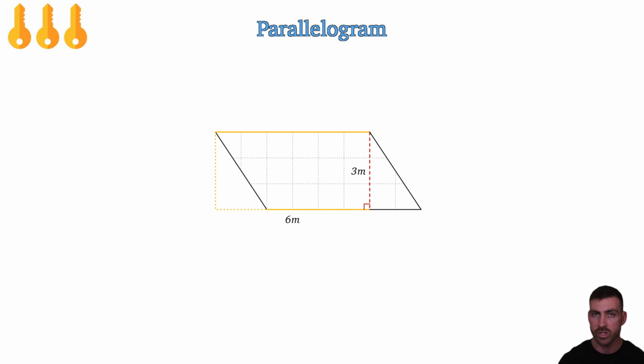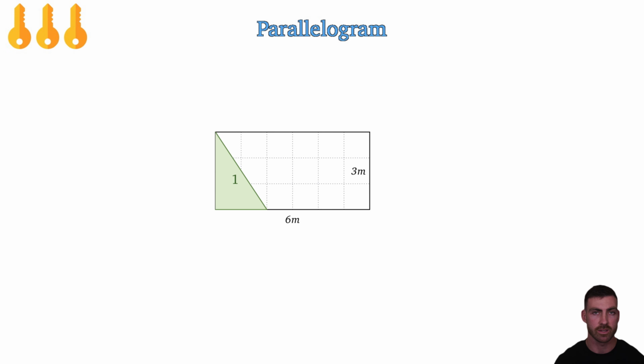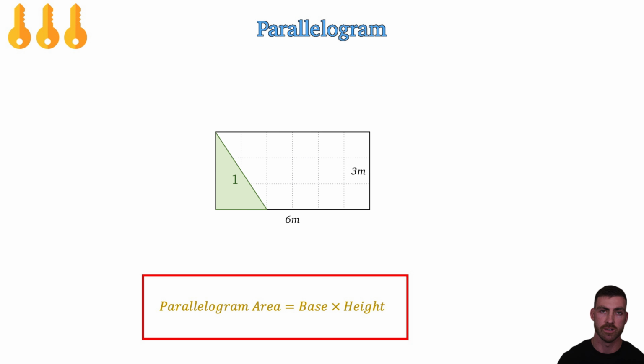Now look closely. There's a small triangle on one side that doesn't fit. If we cut that triangle out and slide it across, it fits perfectly on the other side. And just like that, the parallelogram becomes a rectangle. The shape changed, but the area didn't. So the formula is area equals base times the perpendicular height.